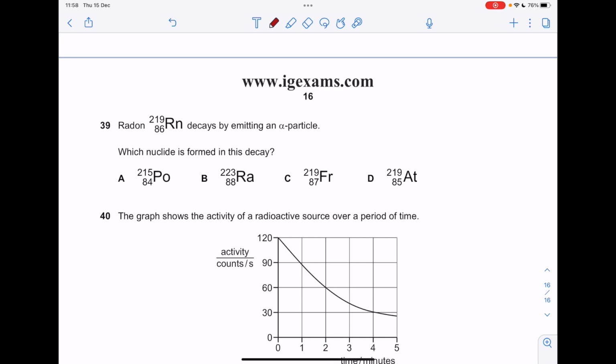Radon 219 86 decays by emitting an alpha particle. Which nuclide is formed in this decay? So an alpha particle, remember, is 2 protons and 2 neutrons, which means that our new element will have a mass number of 4 less than before, so that will be 215, and then it's lost 2 protons, so our atomic number goes down to 84, and that's because 2 protons and 2 neutrons have been given off, so we can see that's happened here.